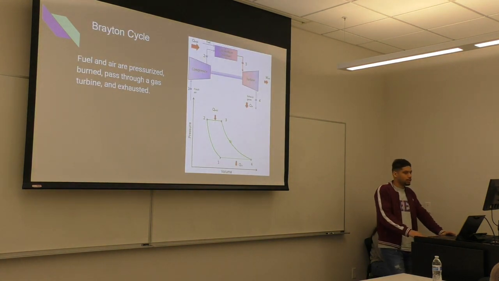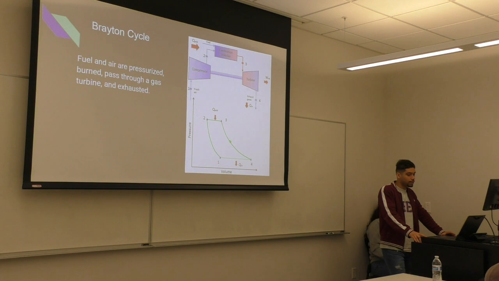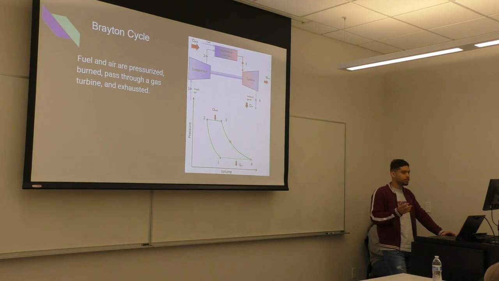So the jet engine is closely related to the Brayton cycle, and how the Brayton cycle works is it compresses fuel and air and then sends it to the combustion chamber where it's going to be burned, and then the exhaust gases from the combustion chamber are then sent to the turbine and expelled into the atmosphere.